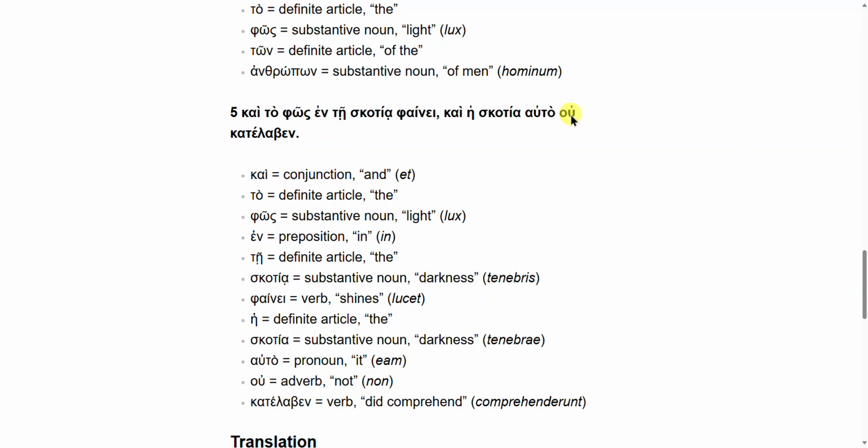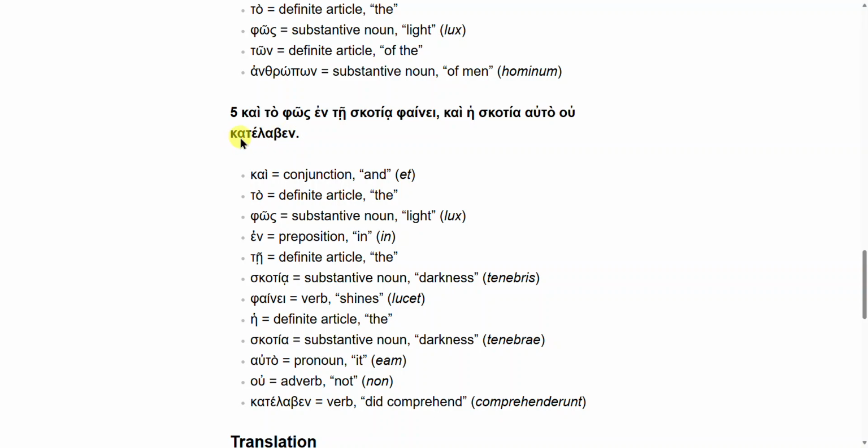We have the diphthong omicron upsilon. Omicron upsilon, diphthong. Notice again, the breathing mark is over the second vowel because these two vowels are treated as one vowel sound because they're a diphthong. We have ou, which is the adverb translated non in Latin, meaning not in English. And the darkness, it, that is the light. Not, katellaben.